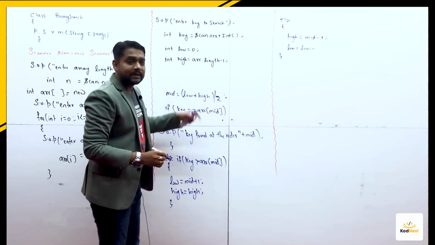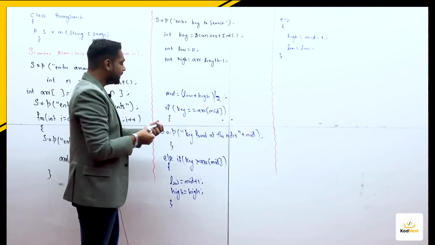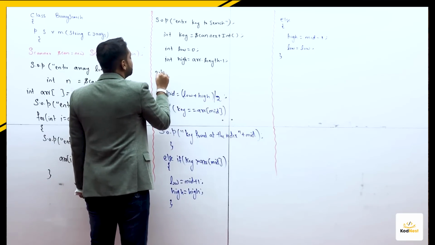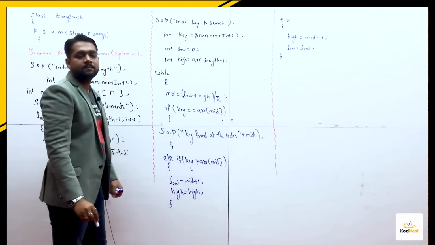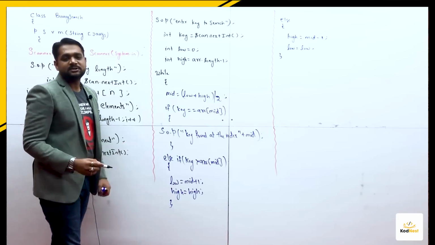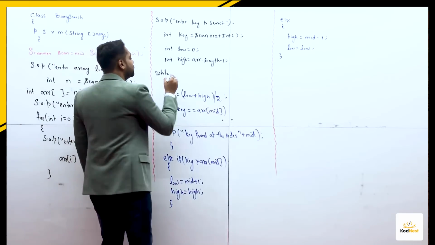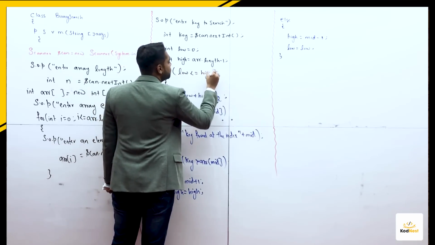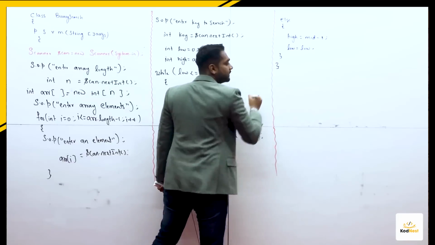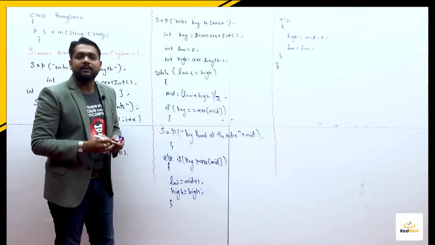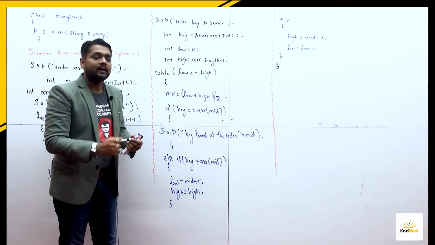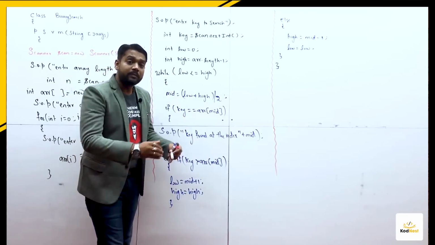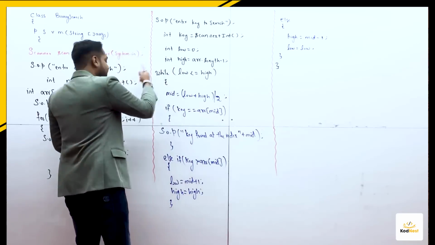This you have to do again and again as long as, meaning while. Always remember, as long as means while. So, you have to do this as long as low is less than or equal to high. Until low is less than or equal to high you repeat. If low becomes greater than high, then control will come out.